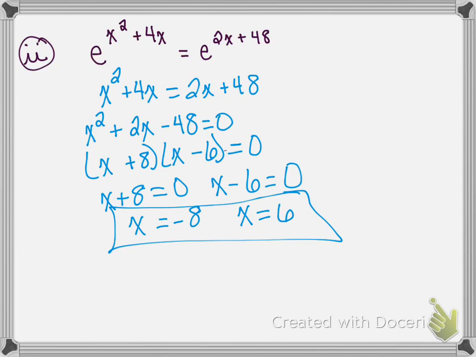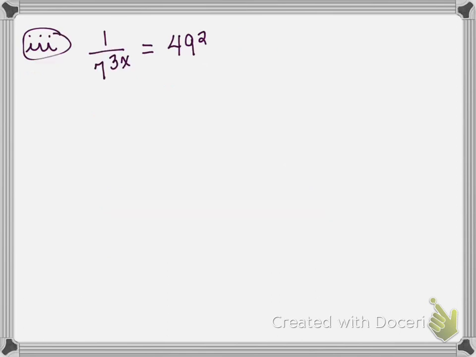Okay, let's move to the third one. This one you have to think a little bit harder. You've got 1 over 7 to the 3x equals 49 squared. So we're trying to get both of these in terms of 7. Now this 7 to the 3x power is in the denominator. So if I take it to the numerator, I can rewrite that as 7 to the negative 3x. All I've done is move this denominator to the numerator, and when I do that, I make it its reciprocal, and so my exponent becomes negative.